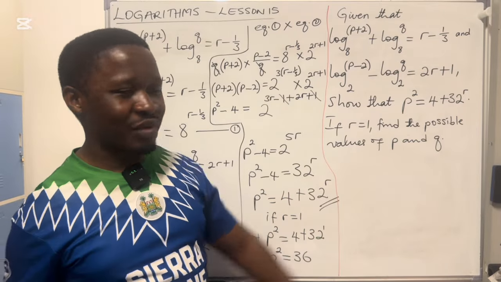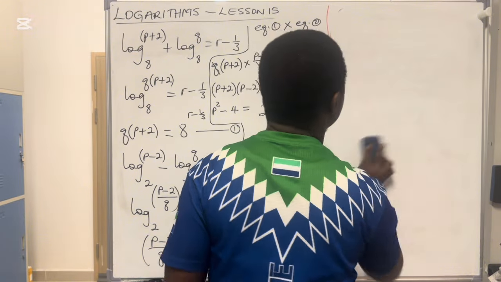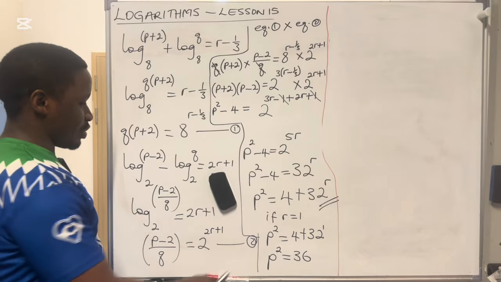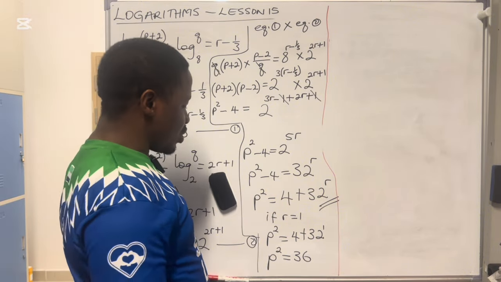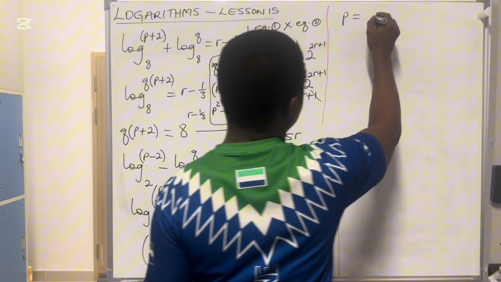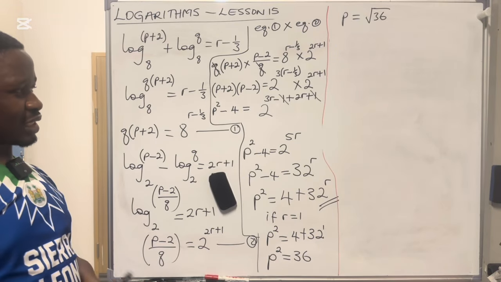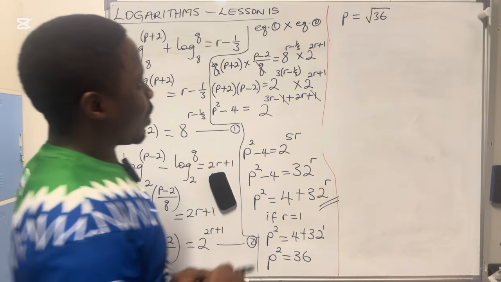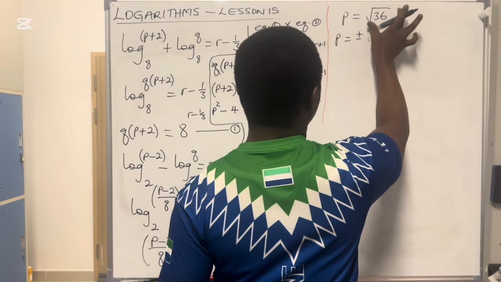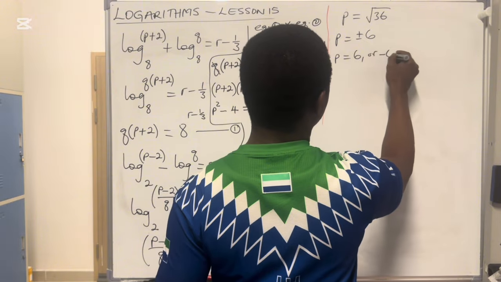So finally, to find the possible values of p and q. We ignore the square. Once we ignore the square, we take the square root of the other side, which is 36. We say p is equal to plus or minus 6, because the square root of 36 is 6. So p is 6 or minus 6.